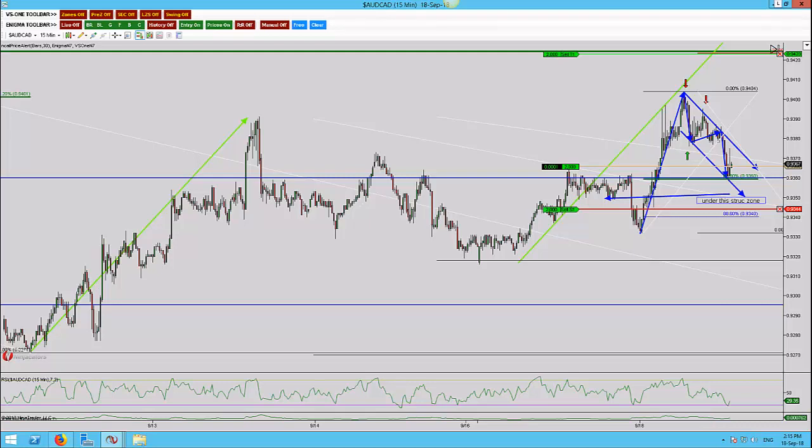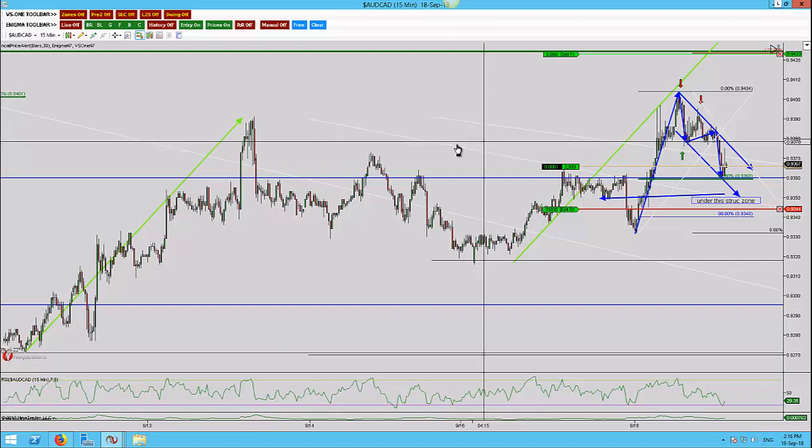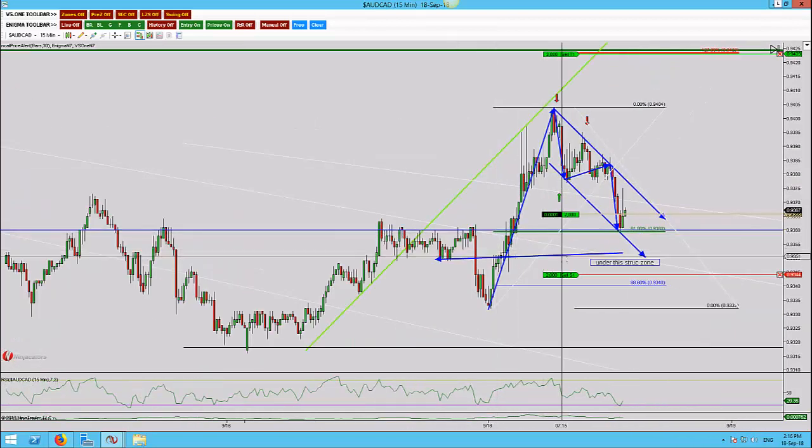Here we are on the Aussie dollar CAD 15 minute. It's a live trade I've just got in, which is a bullish flag pattern, and this is for projected targets going to be quite a nice risk to reward. But what I'd like to do first of all is run through the higher time frame analysis. Just before I do that, let me zoom in a little bit here so that you can see this.